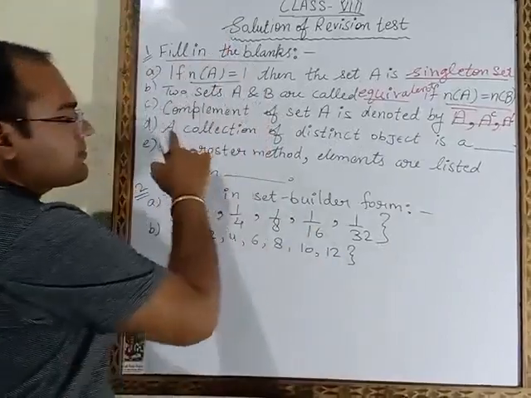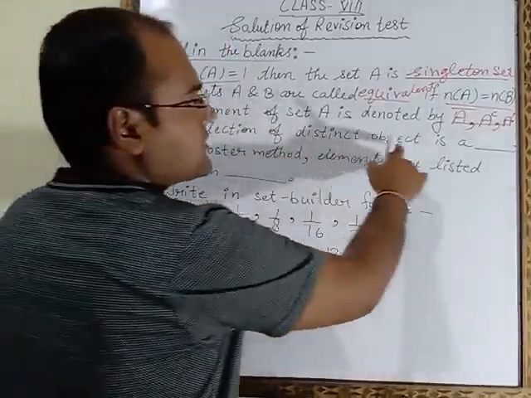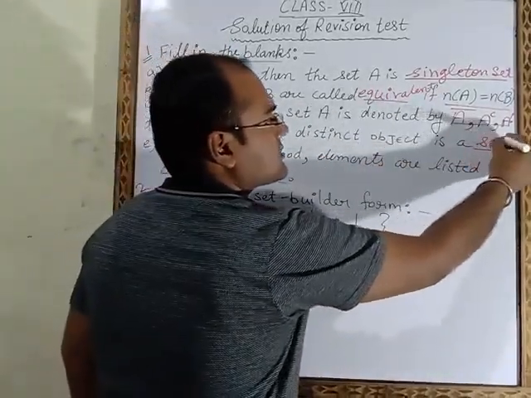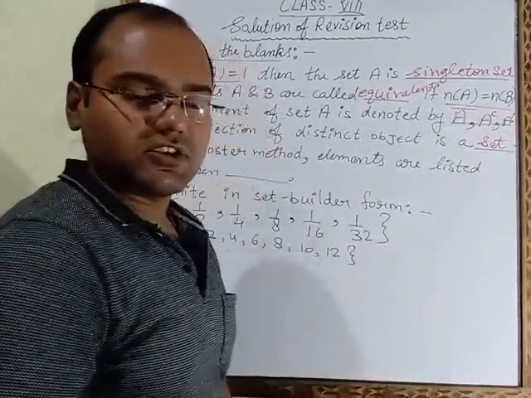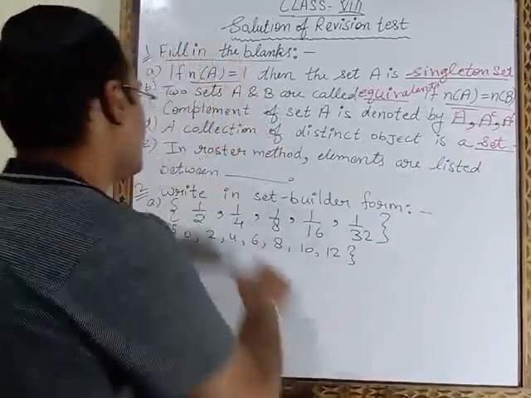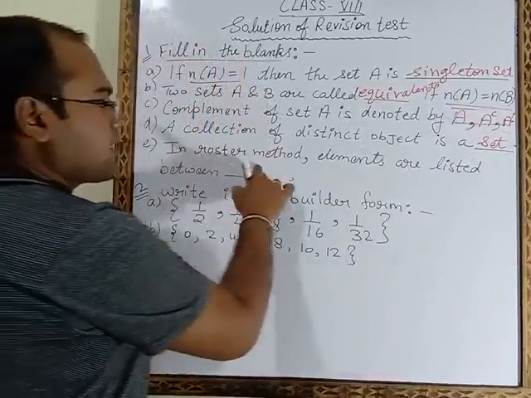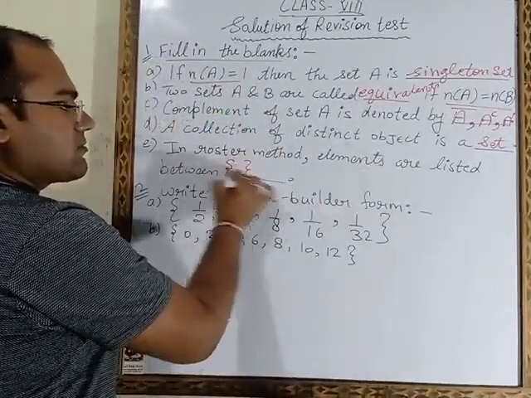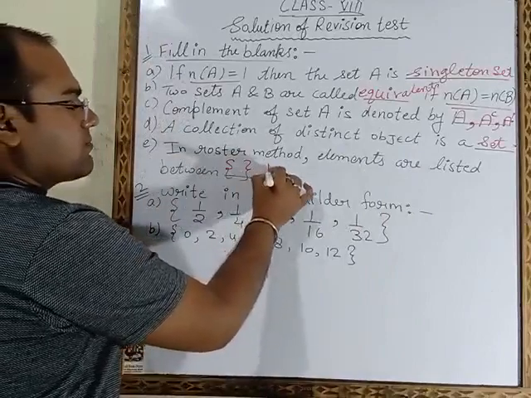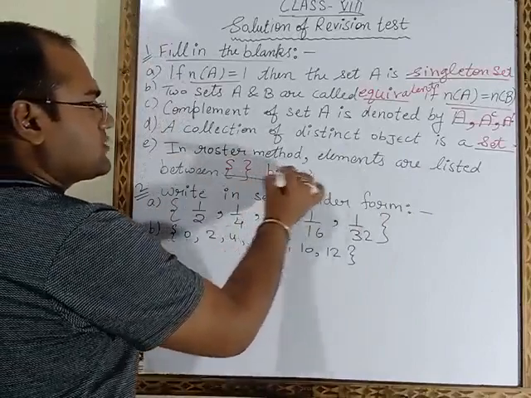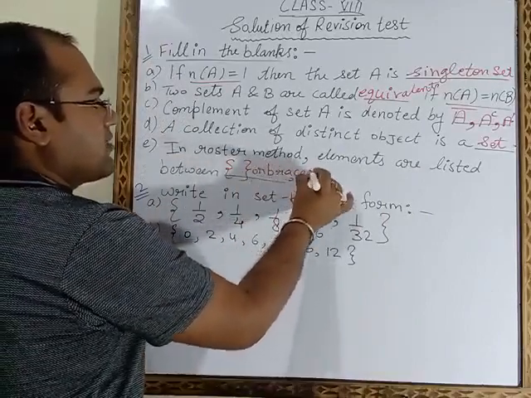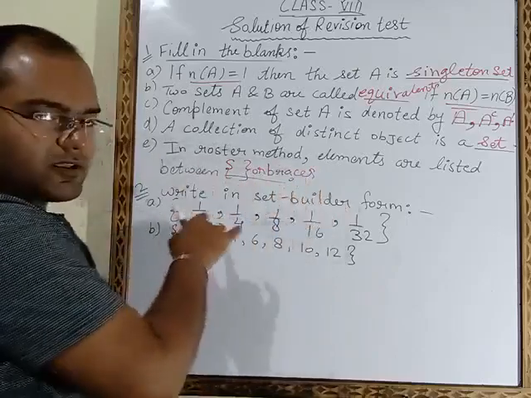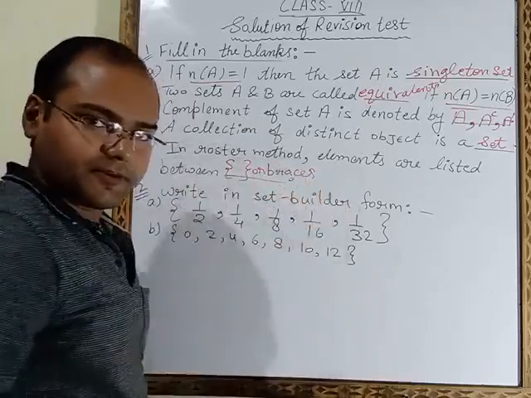Now fourth part: a collection of distinct objects is a set. A collection of distinct objects is called a set. Fifth part: in the roster method, elements are listed between either brackets or braces. Any answer you can write; either you write braces or you draw this bracket.